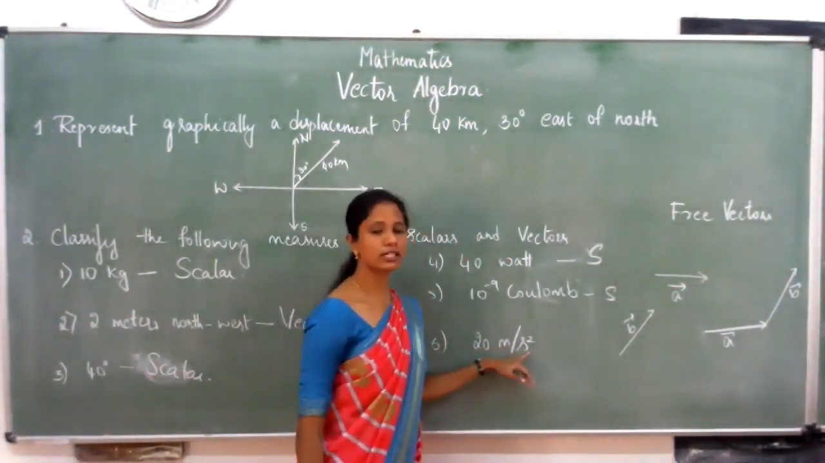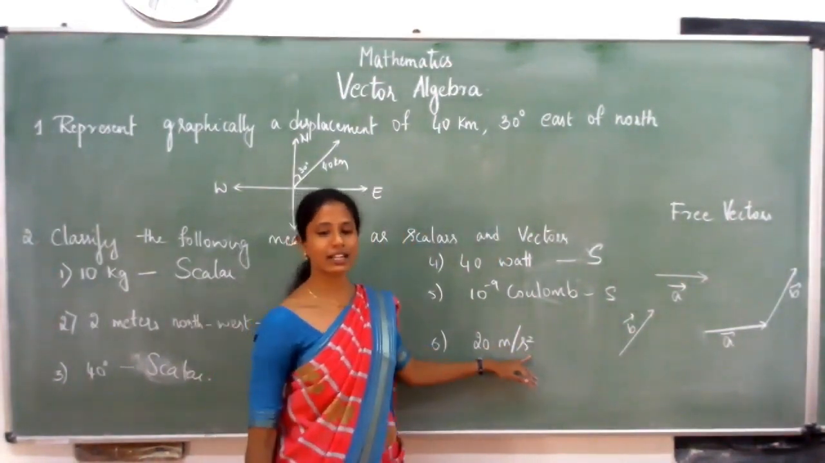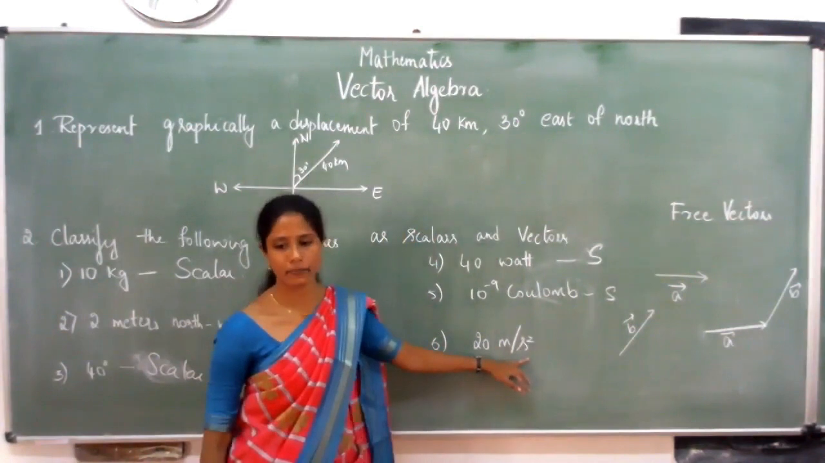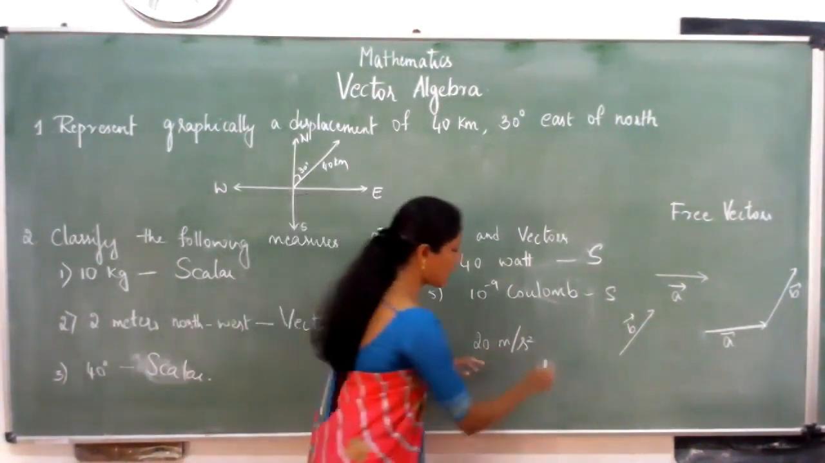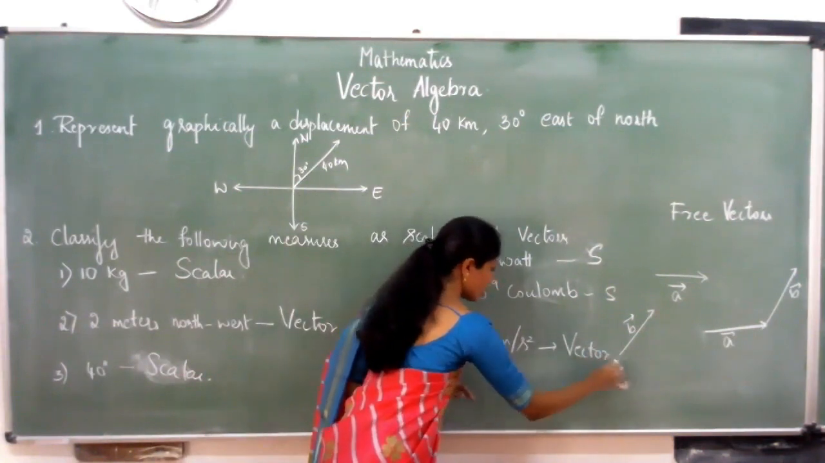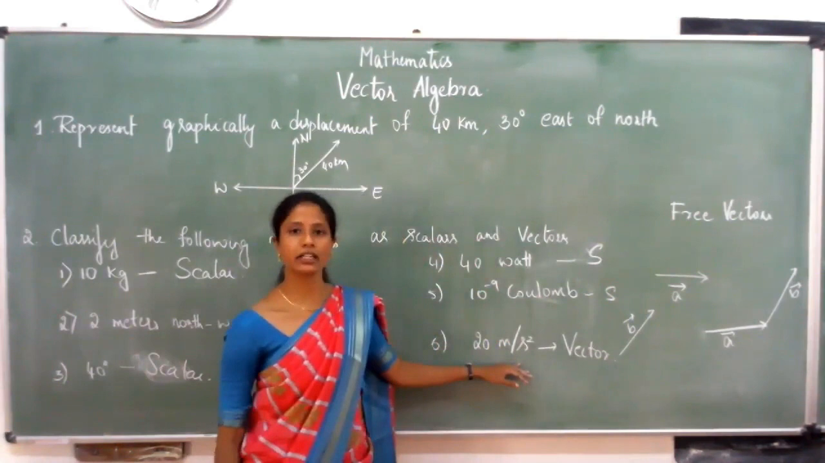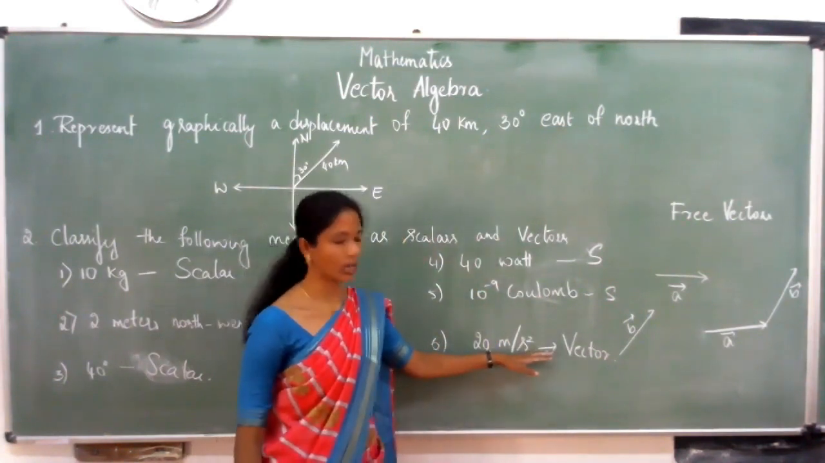20 meters per second. So it is distance traveled by time taken. It is a speed. Okay. So speed, again this is a scalar here. Total distance traveled by time taken. Therefore, this is a scalar.